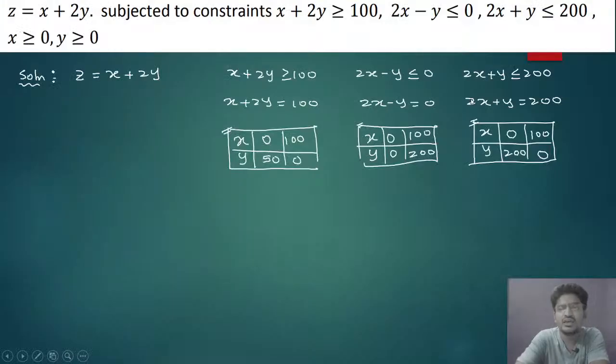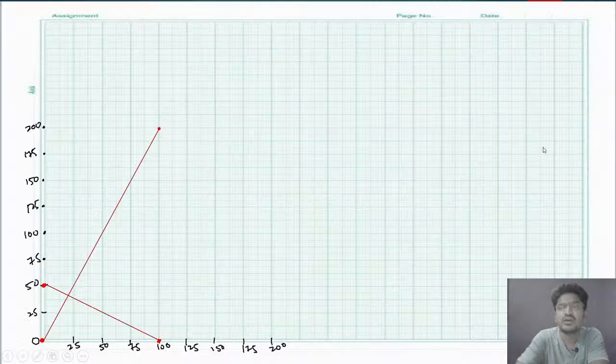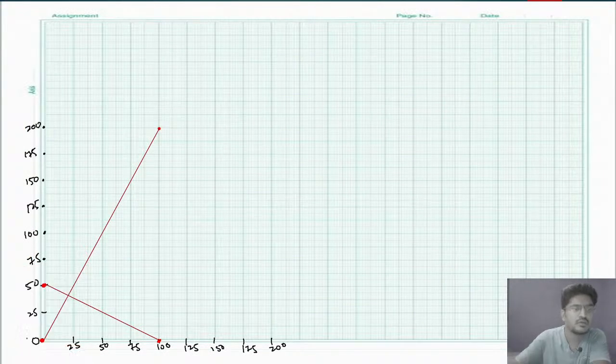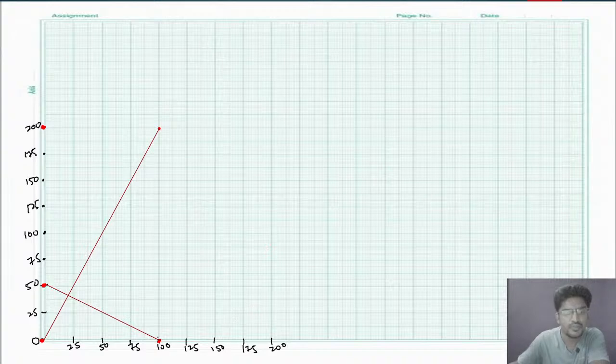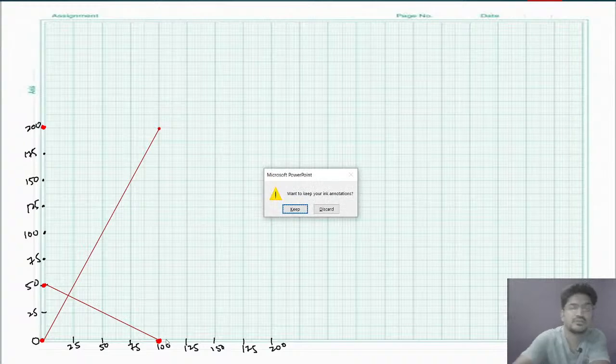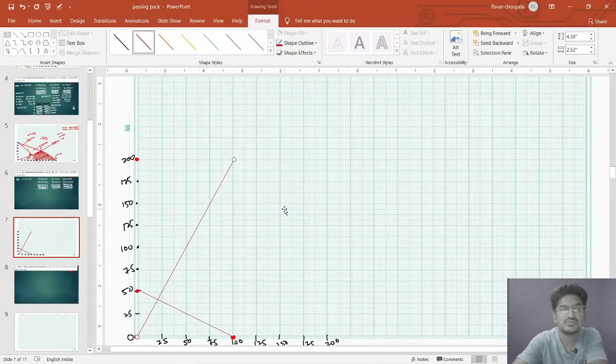See the third line, x is 0, y is 200, x is 100, y is 0. Okay. x is 0, y is 200, and another point is x is 100, y is 0. Okay. So now we shall join these 2 points. So take the line and we shall join these 2 points.